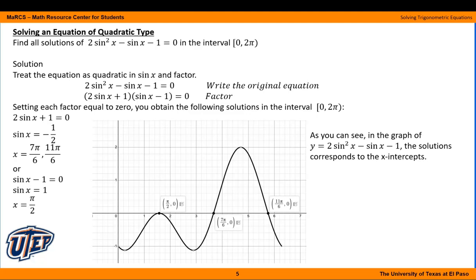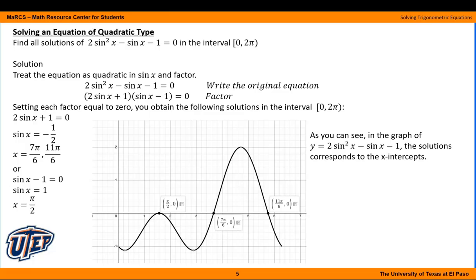Let's apply the idea from the previous slide. Notice that this equation is quadratic in sine x. Since it factors nicely, we begin by factoring. After setting each factor equal to 0, we obtain two simpler trigonometric equations. One equation gives sine x equal to negative 1/2, while the other gives sine x equal to 1.